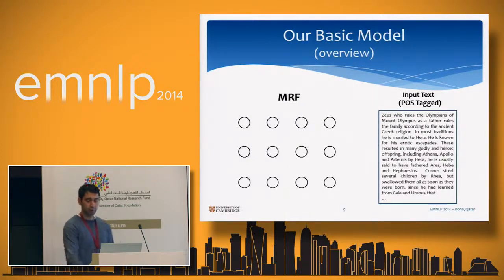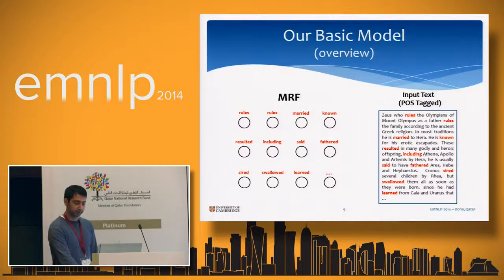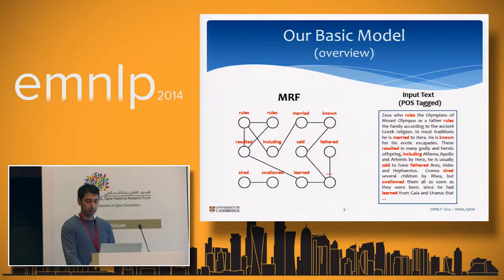To illustrate this, we have the input text that has already been part of speech tagged. We identify the verb instances in the text, and for each node in the MRF, we assign a verb instance. Then, looking at the surrounding context of the verb instances, we connect these verbs based on their similarity. Each edge will have a score determining how similar or dissimilar these two verbs are. And then we run MAP inference, and we cluster these verb instances. The ones that share the same cluster are likely to share the same subcategorization frame.